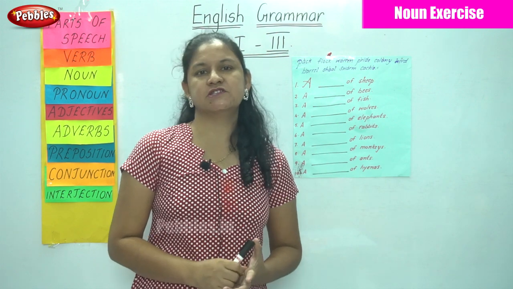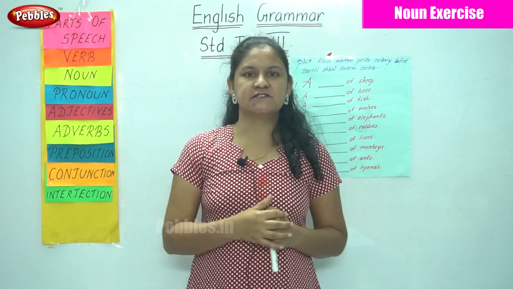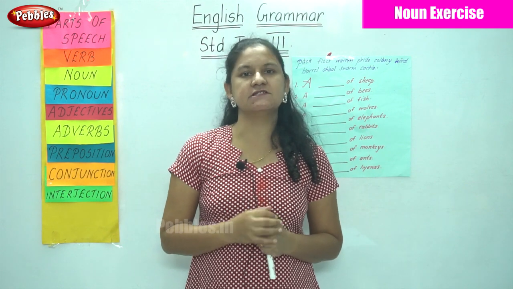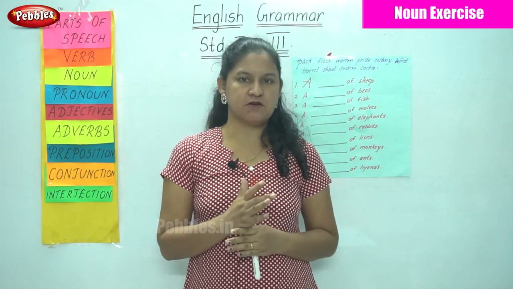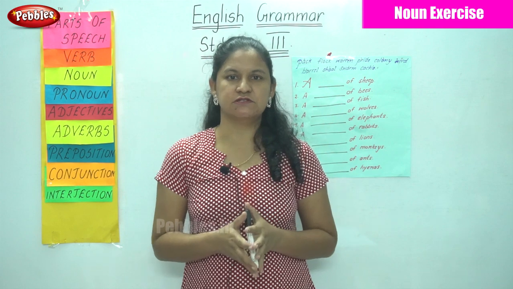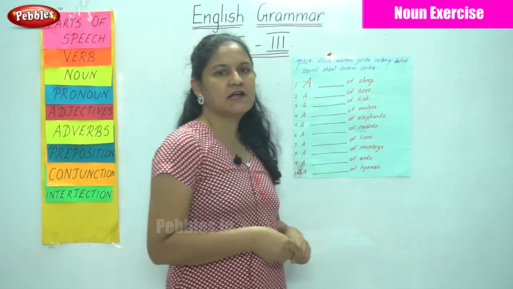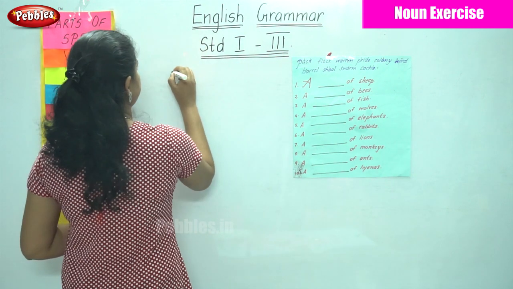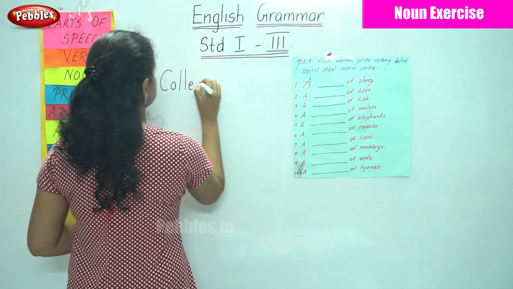So now we are going to do a small exercise based on nouns, and as I've told you, the types of nouns, that is your common noun, your proper noun, your countable and uncountable nouns, your collective nouns and your abstract nouns. So we are going to do a small exercise based on collective nouns. So we have collective nouns.